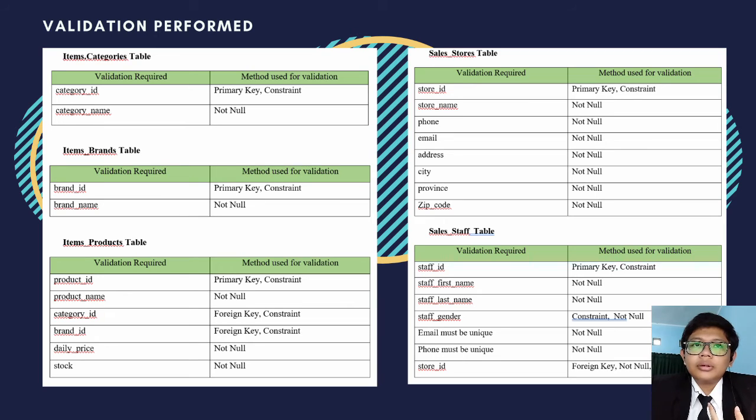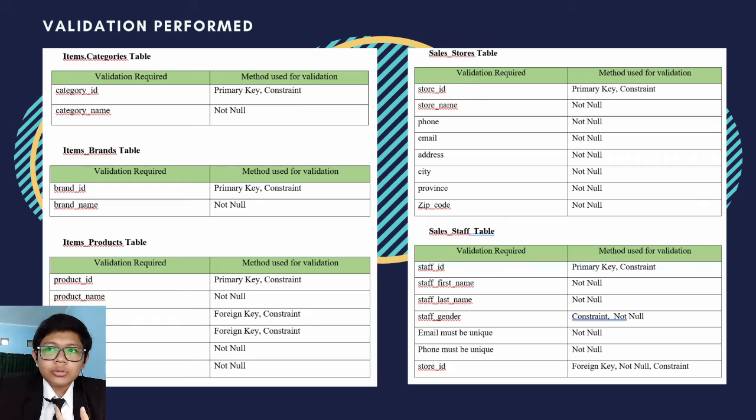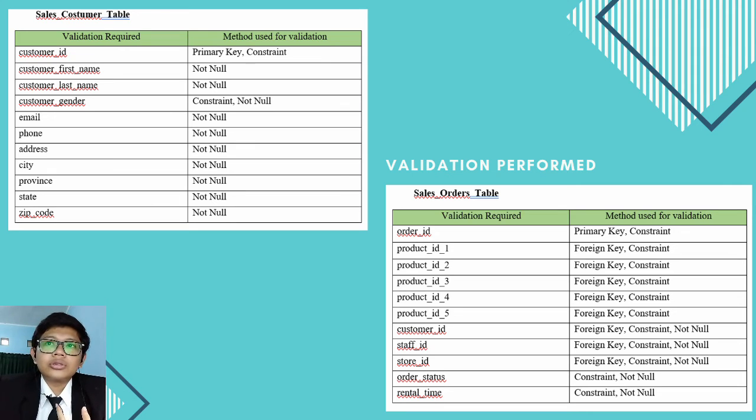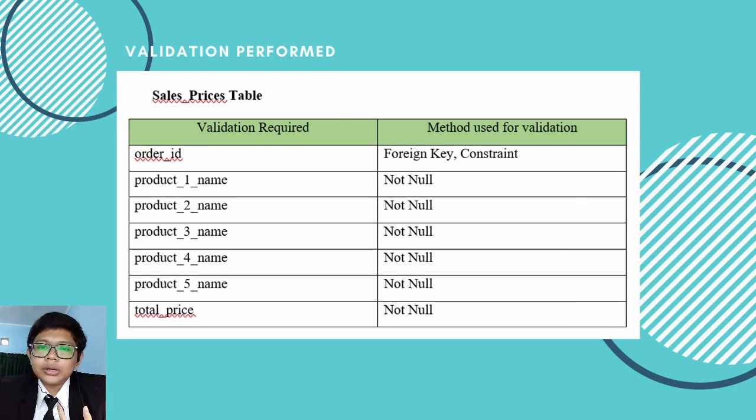And then there are the item brands table, item products table, sales stores table, sales staff table, sales customers table, sales orders table, and then the sales price table.